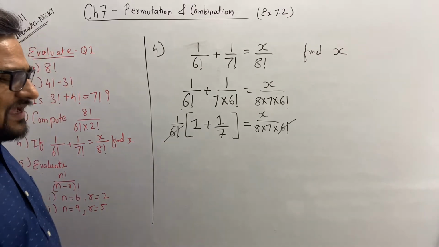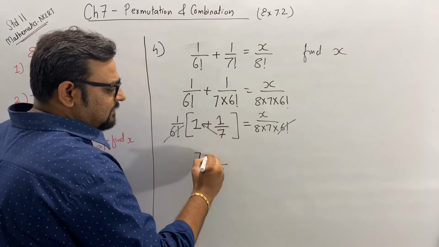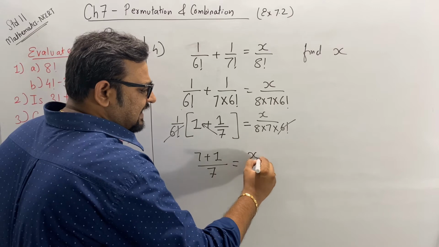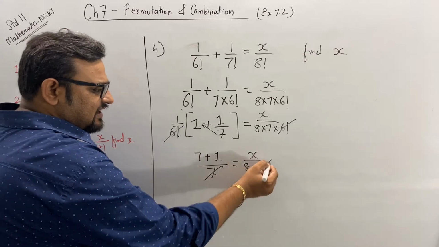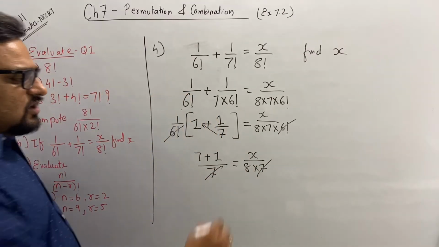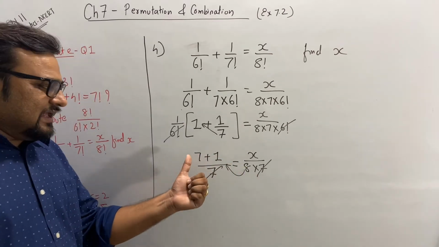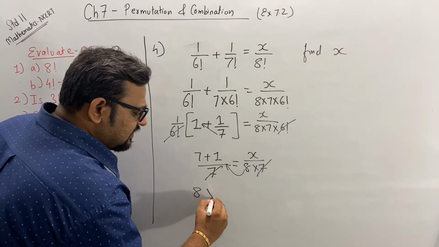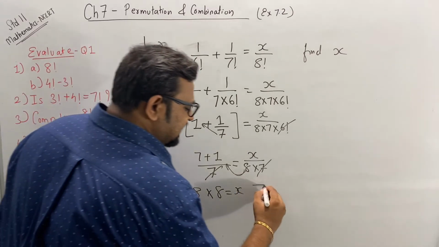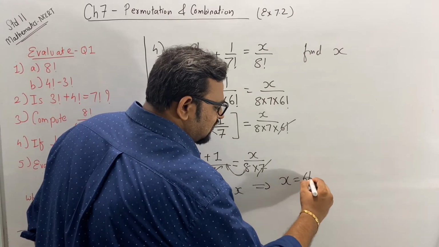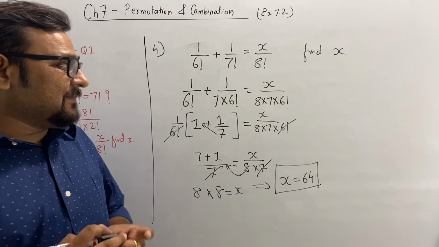Clear? So now let's take LCM. 7 ones are 7 plus 1, upon 7, equal to x upon 8 into 7. So again 7 and 7 gets cancelled. So when I take 8 on this side, it is divided here, it will be multiplied. 7 plus 1, 8, multiplied by this 8 equal to x. So this means that x is equal to 64.